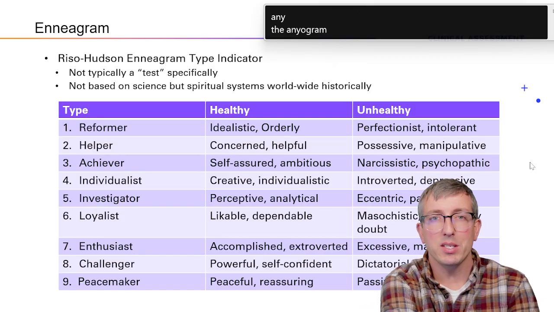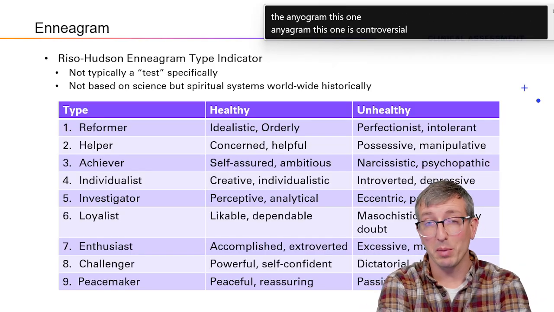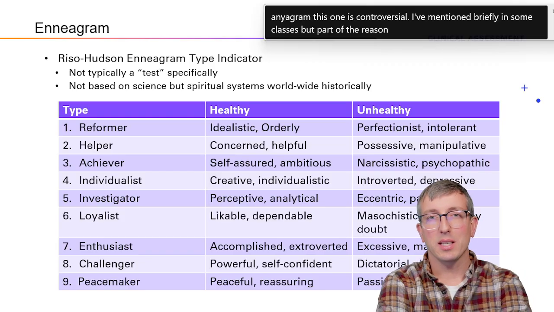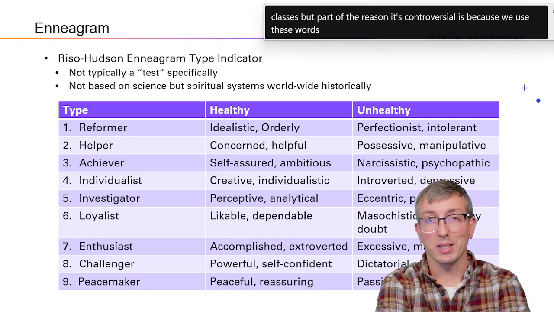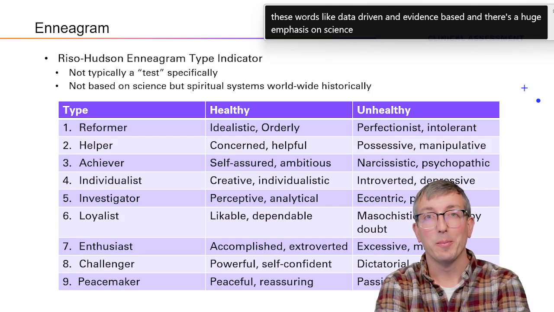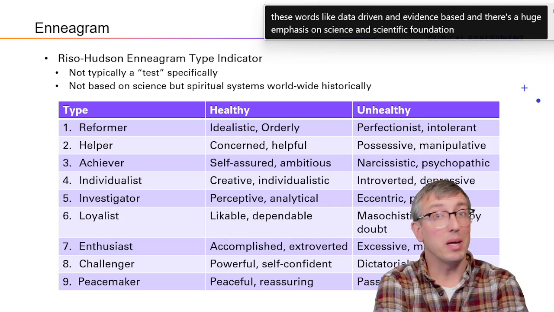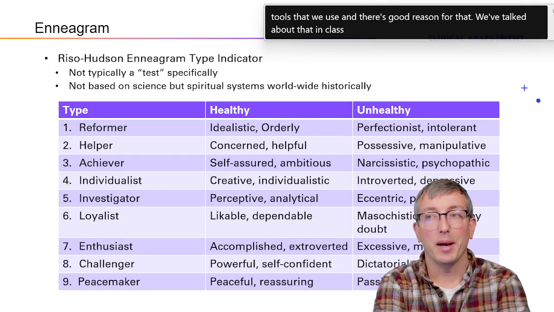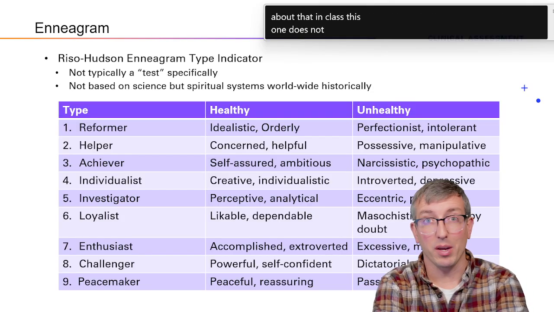The Enneagram. This one is controversial. I've mentioned it briefly in some classes, but part of the reason it's controversial is because we use these words like data driven and evidence based, and there's a huge emphasis on science and scientific foundation in many of the tools that we use. And there's good reason for that. We've talked about that in class. This one does not have that foundation.